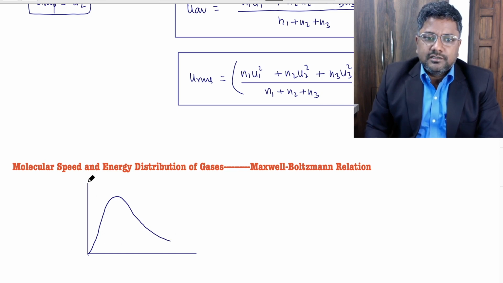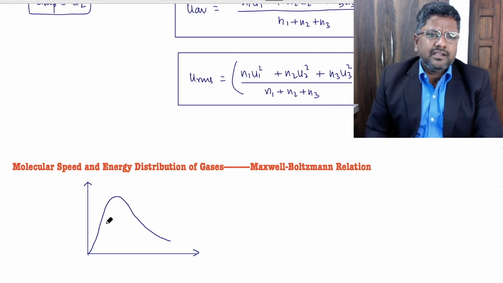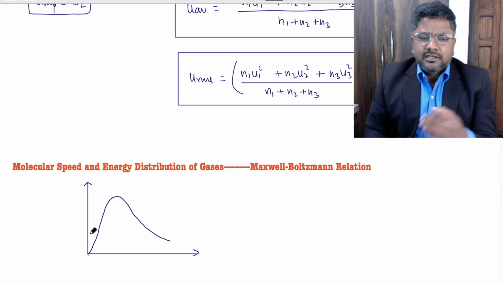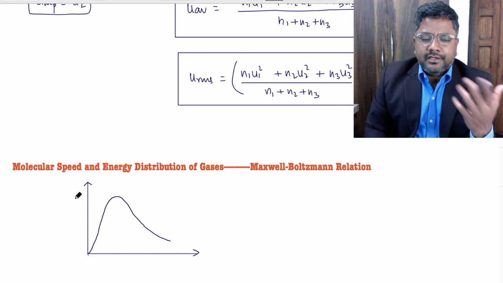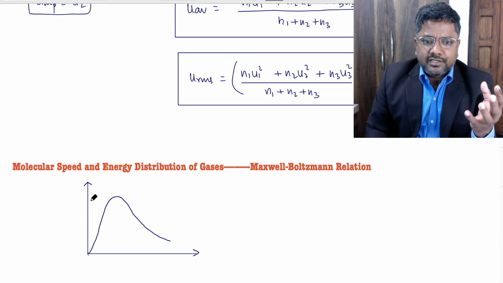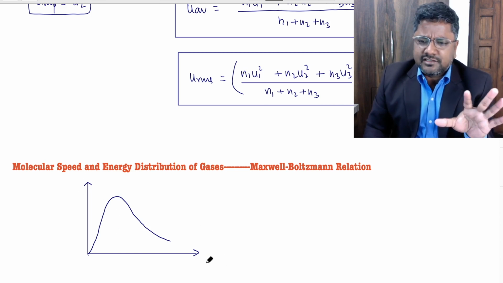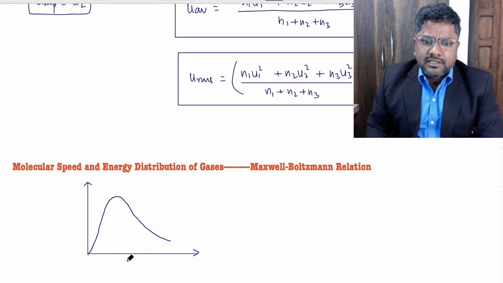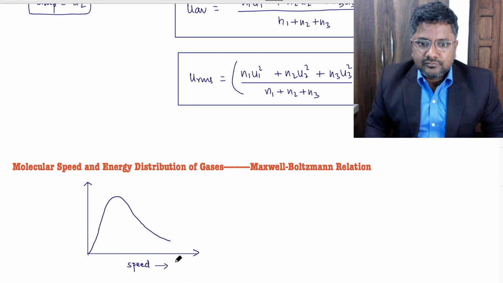So I'm taking a very simple case. So here on the y-axis, in many books you will find some incomplete information on the y-axis, and on the x-axis they will give you energy or speed. So I am taking speed here. So what is the unit of speed here? Unit of speed is meter per second, right? Meter per second.